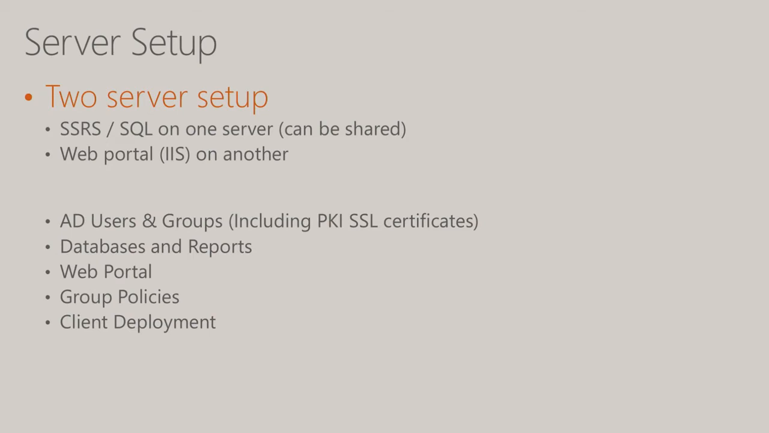AD users and groups, databases and reports. This is actually the order to install them. You can deploy the client to every single computer you want, and you can even deploy the group policies to every single computer you want. But if you don't have the web portal, then you're never going to do anything, so they won't actually do anything. Okay?